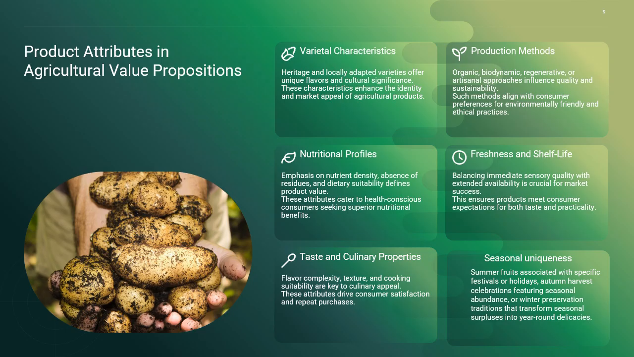Seasonal uniqueness creates distinctive value through temporal specificity. Summer fruits associated with festivals, autumn harvest celebrations featuring seasonal abundance, or winter preservation traditions transform seasonal surpluses into year-round delicacies. This seasonal connection creates scarcity value while linking products to cultural traditions and natural cycles.